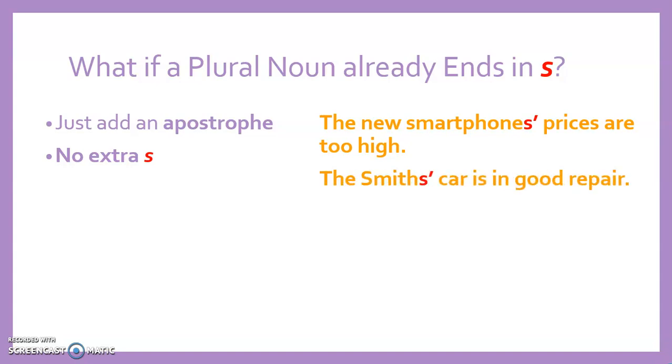We can also use a proper noun example. The Smiths' car is in good repair. So we have more than one Smith, right? It's a whole family, and that family owns a car. And so to show that ownership, we just add the apostrophe after the s. No extra s after the apostrophe, because there's more than one Smith.